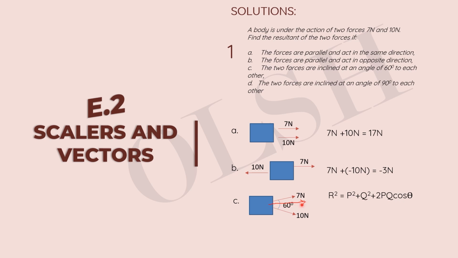It's obviously going to move in this direction because that's the effect of both forces. Okay, but then if we have this as our arrow, if we take 7 newtons to be our P and 10 newtons to be our Q, we have 7 squared plus 10 squared plus 2 times 7 times 10 cos 60. If we simplify this, of course, we're going to have 7 squared to be 49, 10 squared to be 100, 2 times 7, 14 times 10, 140 cos theta.